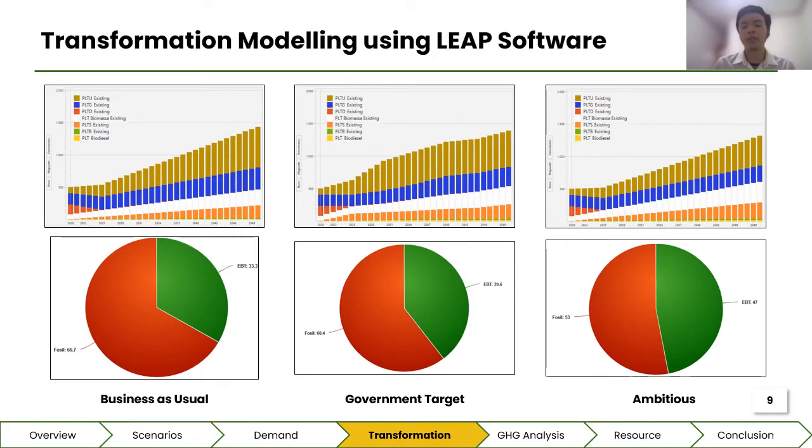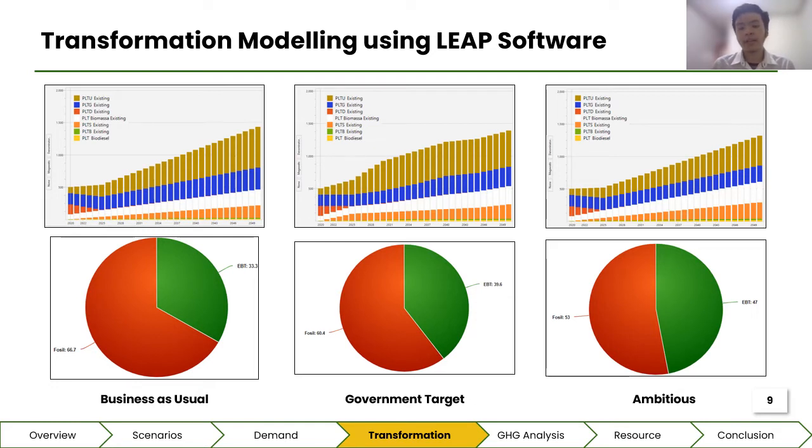So now we are going to talk about transformation modeling. We use a software called LEAP in this modeling and simulation, and we use energy production data in Kepulauan Bangka Belitung to model the transformation. We get the data from Rencana Umum Energi Daerah Bangka Belitung, or simply called RUED, and from the data in RUED, we use it as the government target because RUED is actually the Kepulauan Bangka Belitung government target for energy production.